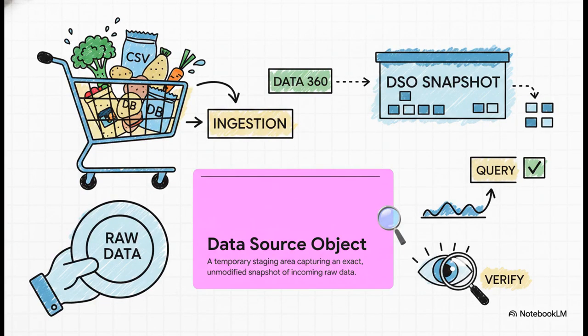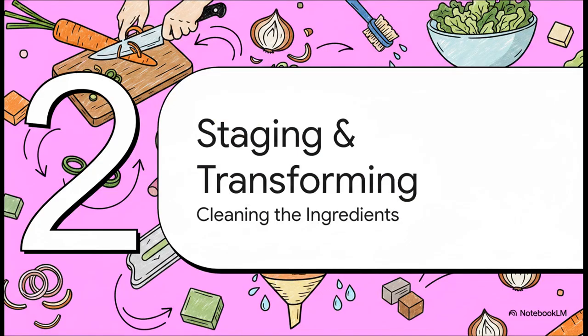A data source object, or DSO, is essentially your raw data staging area. Think of this as the prep station where you just drop off your unwashed groceries. When you ingest data from a CSV or some external database, Data 360 creates a DSO to capture an exact, completely unmodified snapshot of that incoming data. It is loaded in exactly as is. Why is this so important? Well, because it gives you a reliable backend snapshot. If a query looks wonky later down the line, you can always go back to the DSO to verify exactly what was originally ingested.